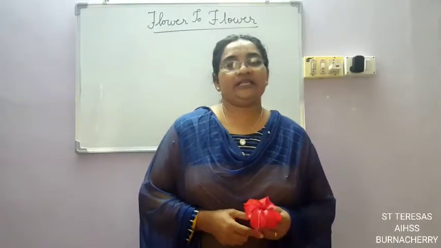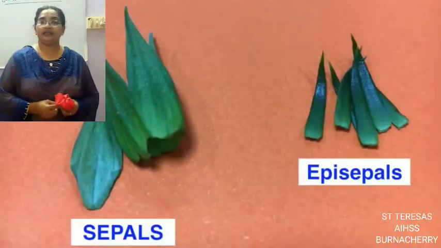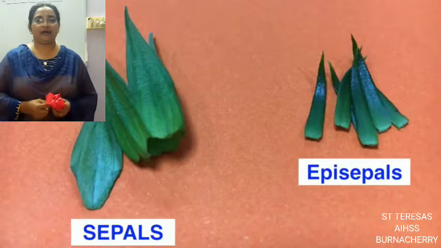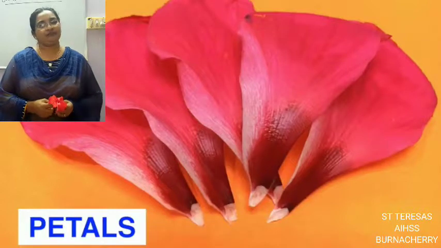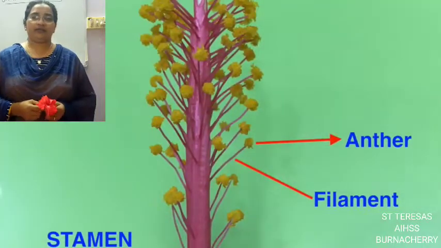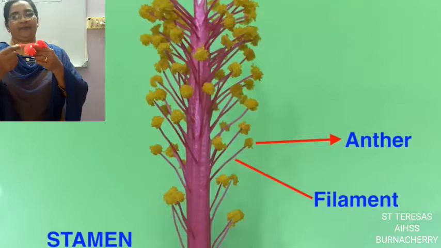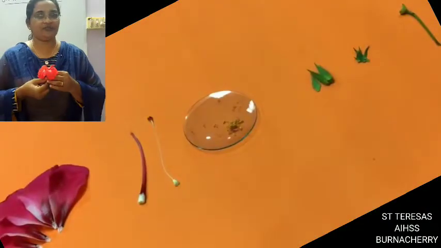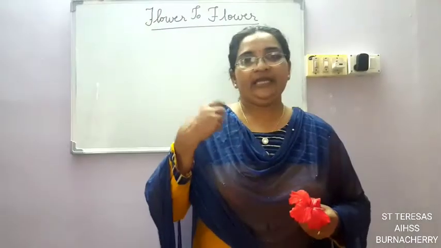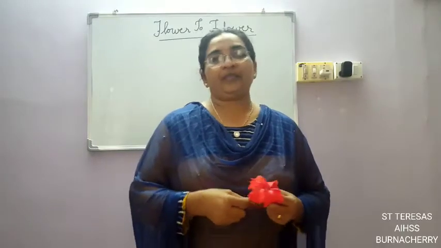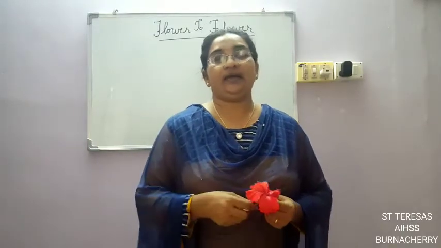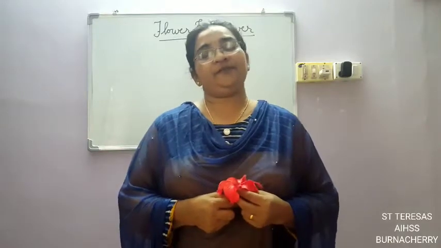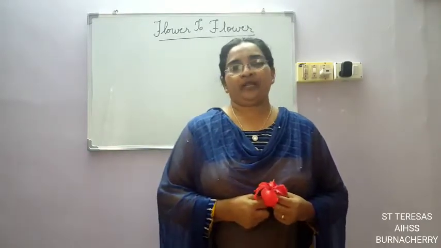So in the previous 3 classes, we learned about the different parts of the flower, isn't it? And also we learned the functions of each part. So here I have a shoe flower with me, and now you know all the parts of the shoe flower, plus you know the functions of each part. Now in the same flower, we have to learn in detail about 2 reproductive organs of the flower.